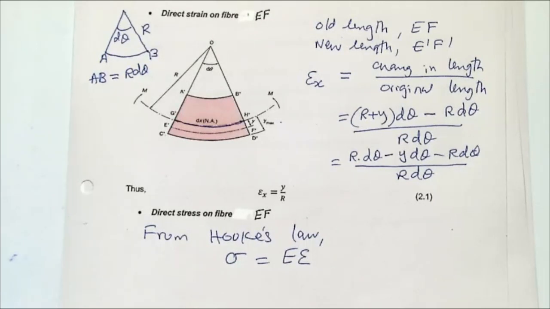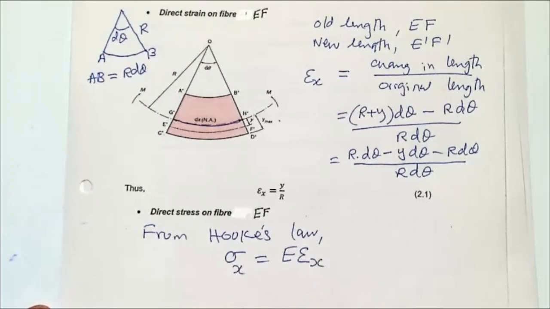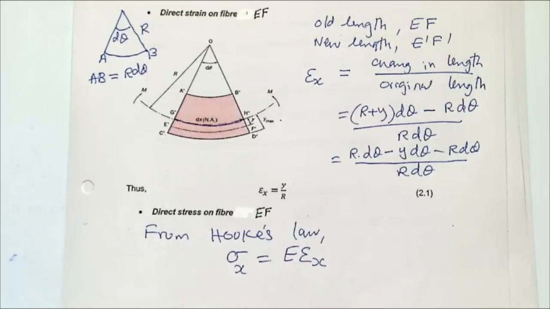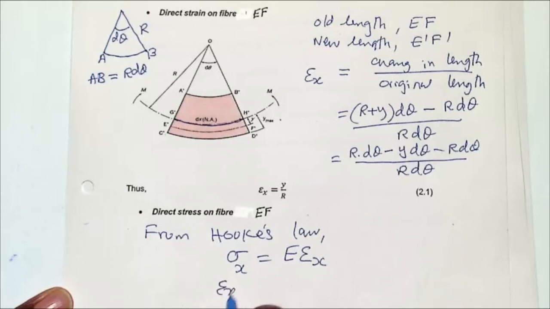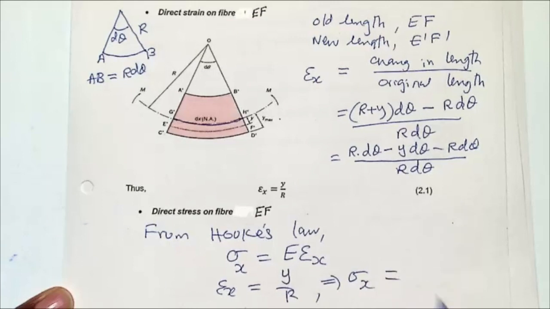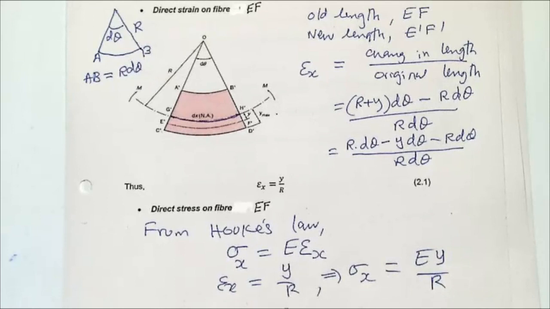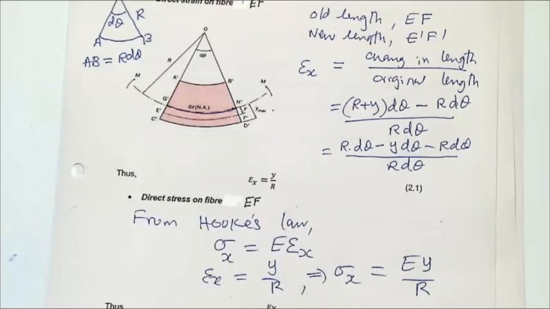So I can now say sigma x and also strain x. If I know strain x, I can find the corresponding stress. Because we know that strain x is y over r, it implies that stress sigma x is E y over r. So now I know what the magnitude of the stress will be at any distance y from the neutral axis. But I still don't know what that is in terms of the load.